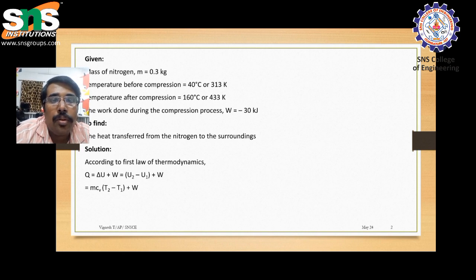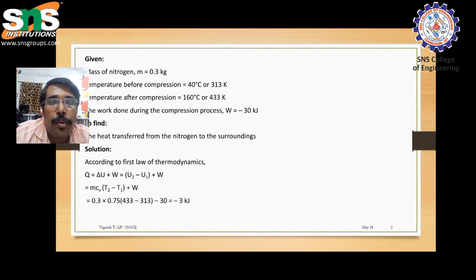So del U is equal to mCv into del T. This is the formula. If you apply, instead of U, mCv into del T, the equation rearranges, taking mCv as a common term, with T2 minus T1 there. So Q is equal to mCv into (T2 minus T1) plus the work done. Now substitute the given properties in that equation.